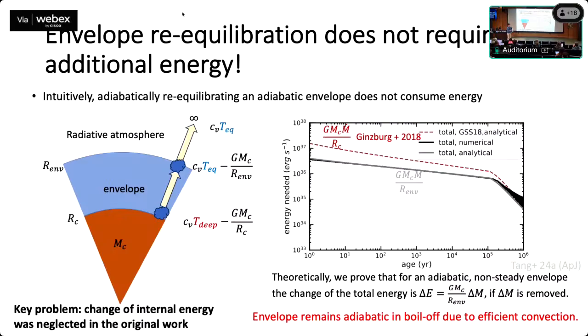They ignore the change of internal energy. Internal energy is in proportion to the temperature. When you are lifting material from the deep, hotter part of the interior to the shallower, colder part of the interior, it exchanges internal energy. That internal energy is used to lift the material. And we worked out that for an adiabatic non-steady envelope, you can prove that this process always does not consume energy, indicating that the internal energy released is the exact amount of gravitational energy you need. Wonderful. Okay, thank you.